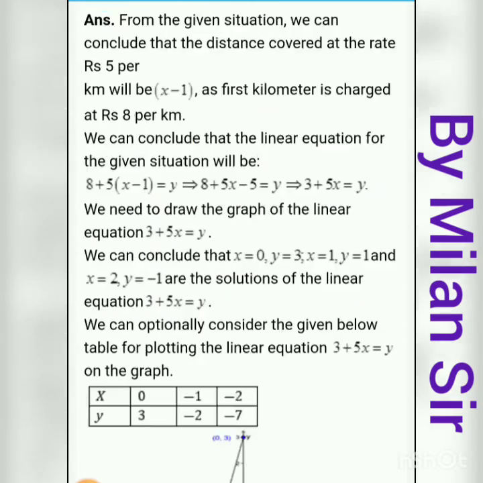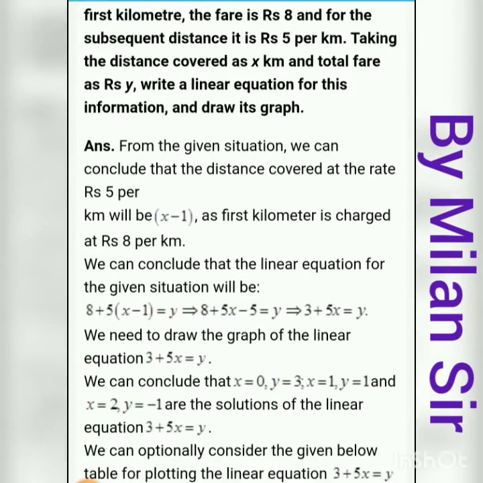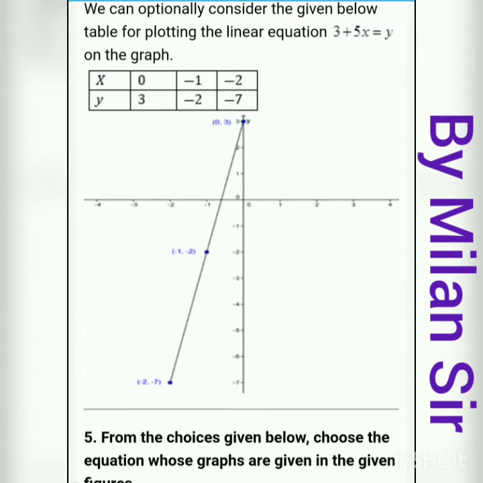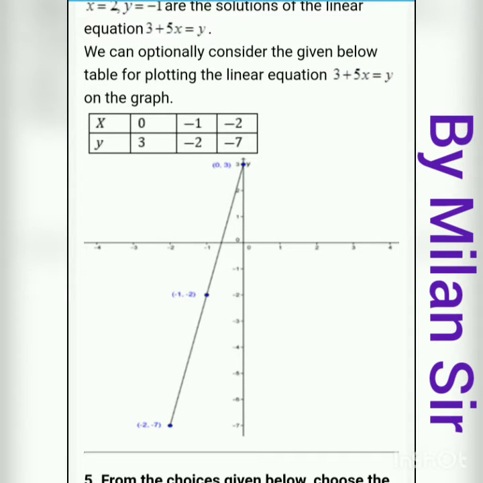So first of all, we need to form the linear equation, and from that we can draw the graph. And for the graph, what we need to do, we need at least 2 points, right? So first of all we find 2 points, find the location of those points on the graph and join those 2 points, you will get your required line.